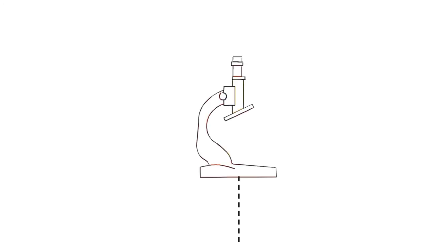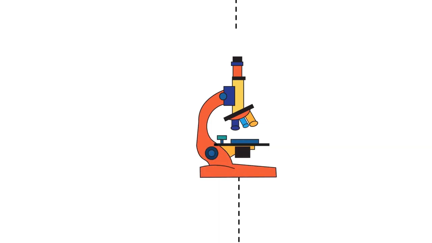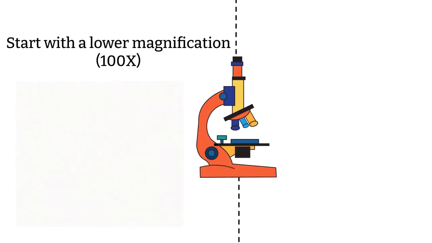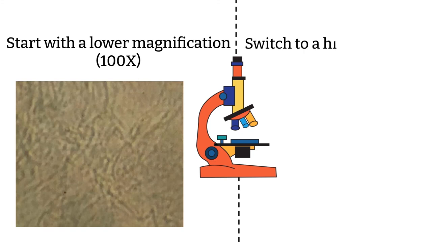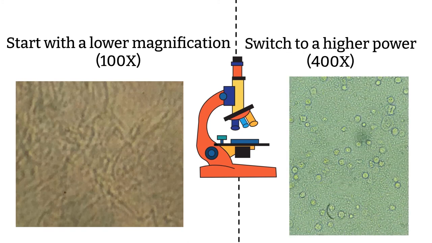Fourth, review the sediments at low power magnification. Scan the slide for casts, crystals, and other elements. Switch to a higher power when necessary to tell the type of the cast or to get a better look at the object.